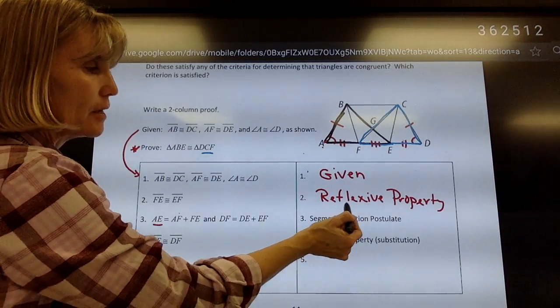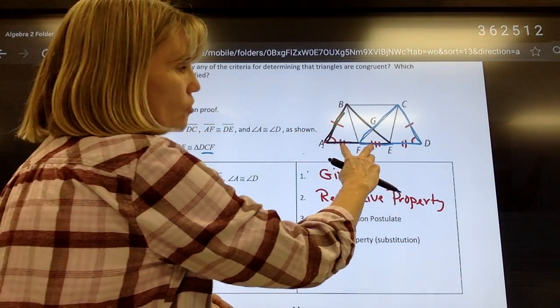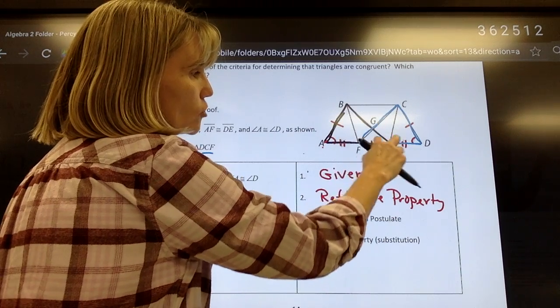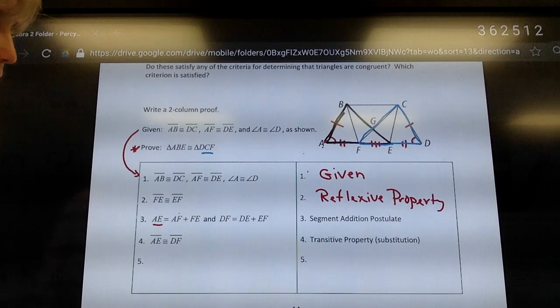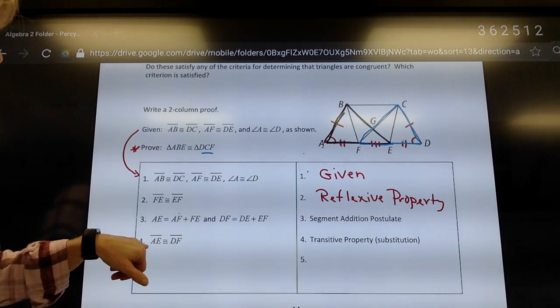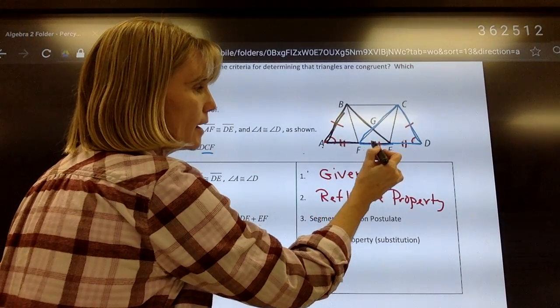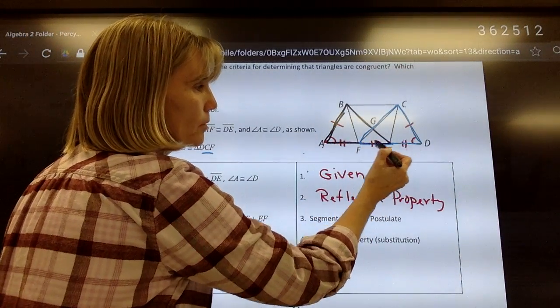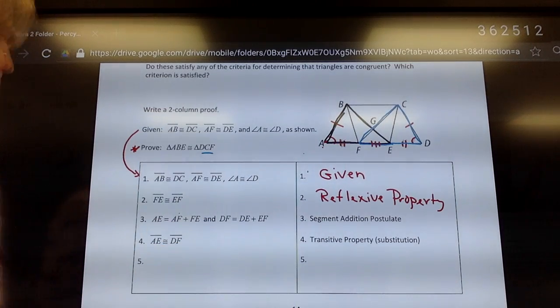We call that the segment addition postulate, where we're just adding two segments together. So they're adding these two segments together in the black triangle, and these two segments together in the blue triangle. That's the segment addition postulate. Then they go on to say that segment AE is congruent to DF. So this bottom black line of the triangle is congruent to the blue bottom of the triangle. And that is the substitution, or the transitive property.